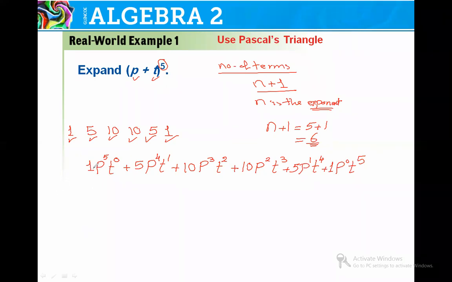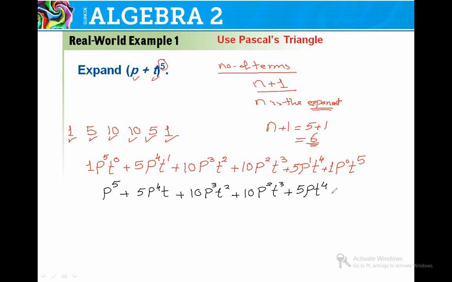And when the coefficient is 1, we can ignore it. So it will be b power 5 plus 5 b power 4 t plus 10 b power 3 t power 2 plus 10 b power 2 t power 3 plus 5 b t power 4 plus t power 5. This is the simplest form, and this is our answer.